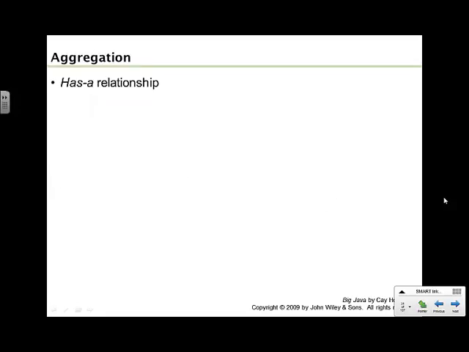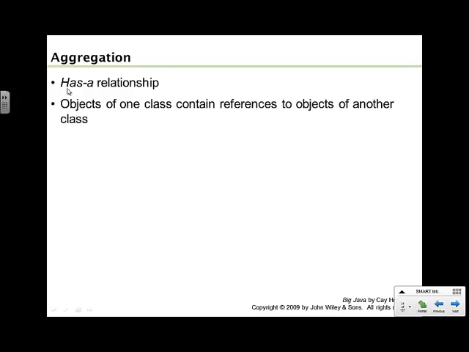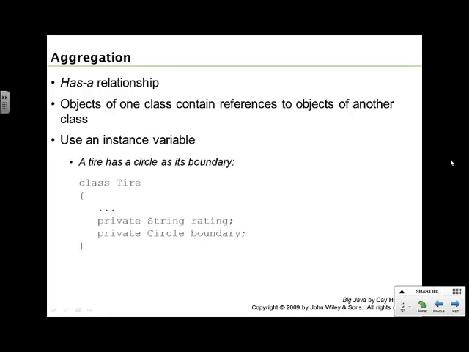Aggregation, the has-a relationship, and this terminology of is-a and has-a, you need to recognize that way of writing it. Has-a, is-a, that's going to show up on the test. Objects of one class contain references to objects of another class. Use an instance variable. A tire has a circle as its boundary, the outer dimension. It references a circle and it uses it, but they're not really related. A car has a tire, usually 4.